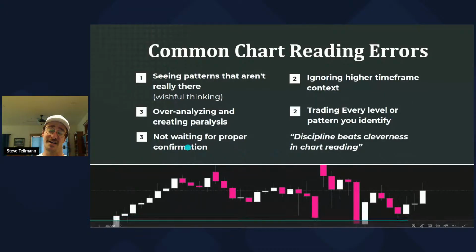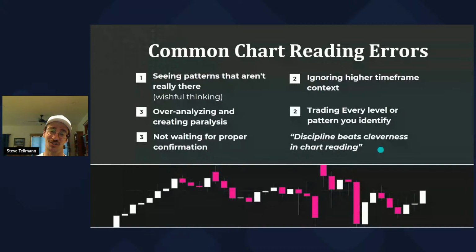So next up is not waiting for proper confirmation. I will spare you guys. I've probably said it 10 times already. You know what I'm going to say. Just wait for the confirmation. Discipline beats cleverness in chart reading.